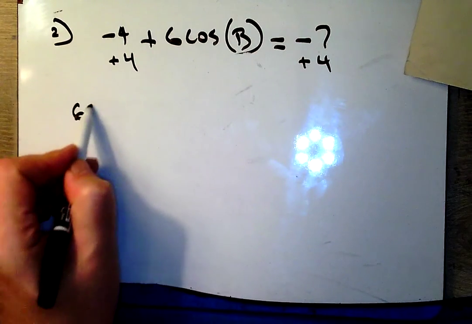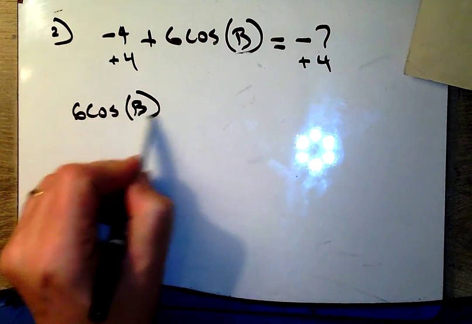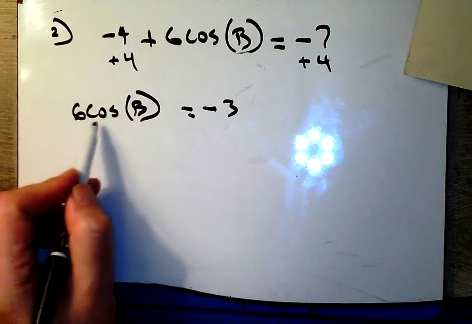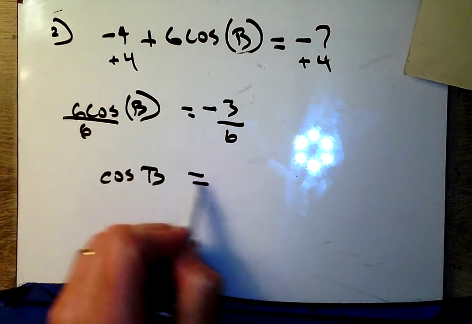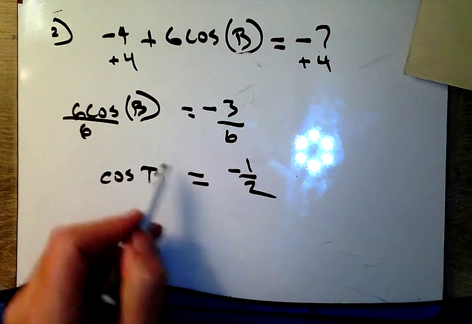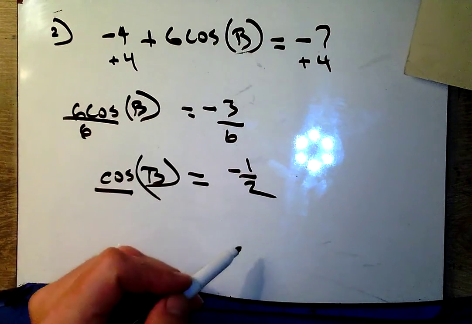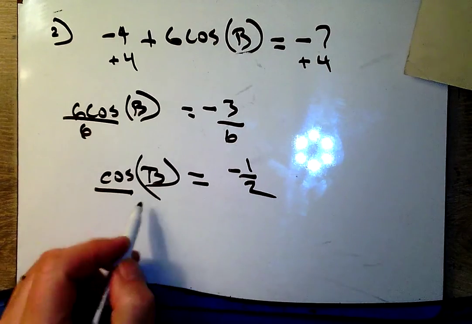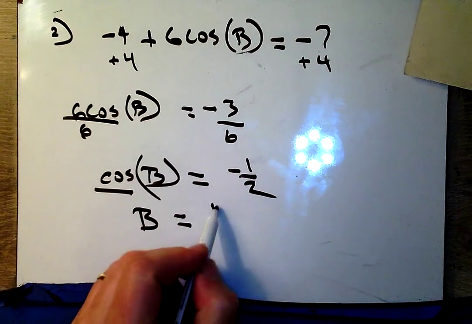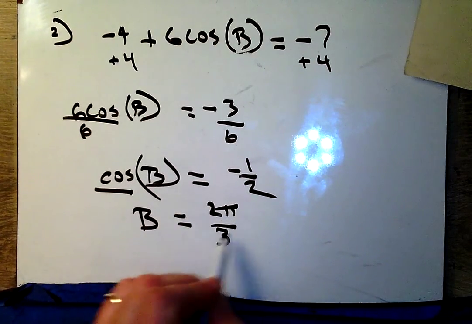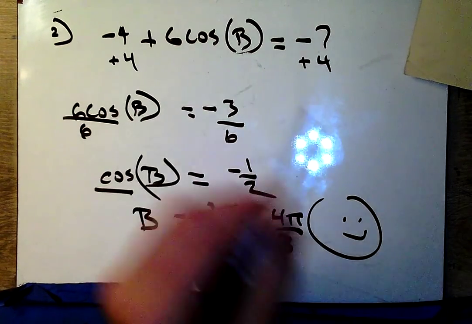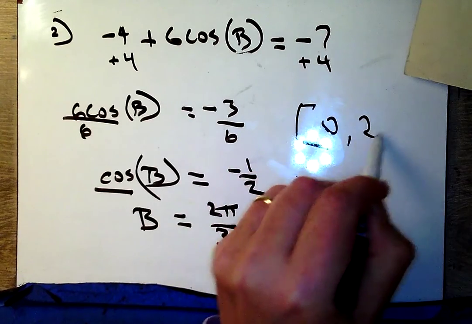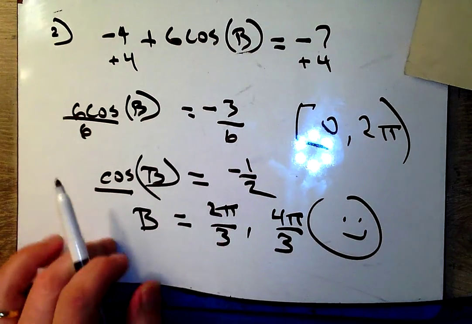And I'm going to get 6 cosine beta equals -3. I'm going to divide both sides by 6, and it's going to give me cosine beta equals -1/2. And I'm going to say, okay, cosine is the x value. When is the x value -1/2? And so beta is going to be 2 pi over 3, or 4 pi over 3. Ta-da! Remember, we were only looking at 0 to 2 pi for solutions in this problem.